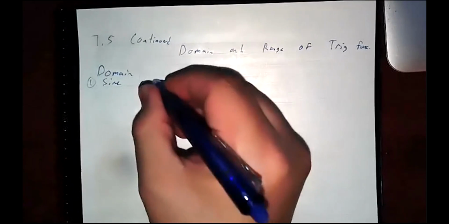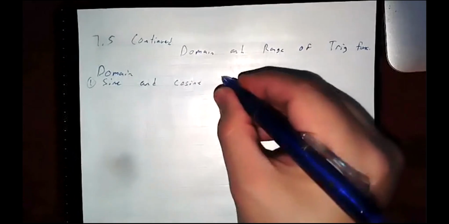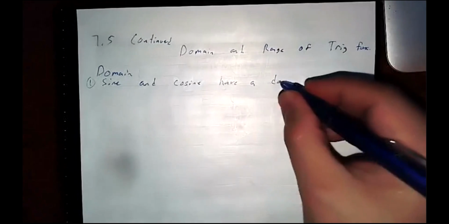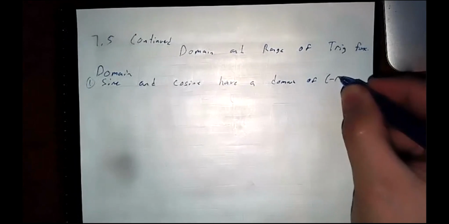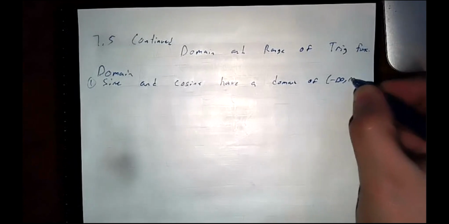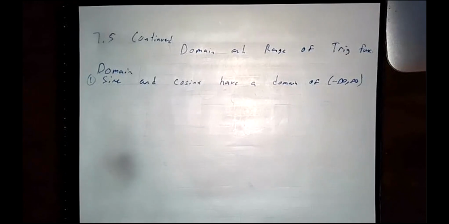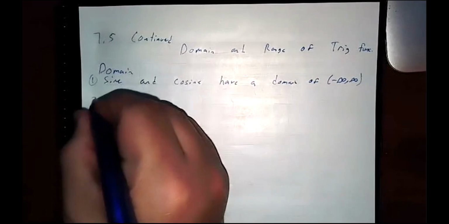Sine and cosine have a domain of negative infinity to infinity. And you've noticed that you can plug in anything you want into sine and cosine, right? Because it keeps going around the circle, so there's no real limit as to what is allowed inside the two functions.